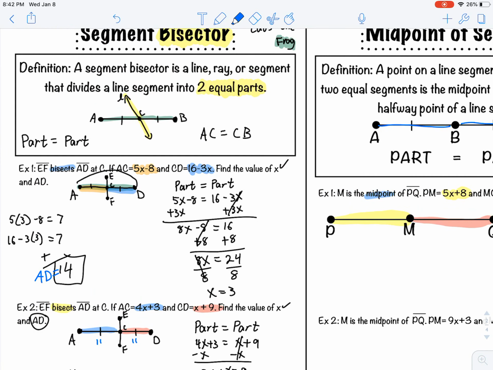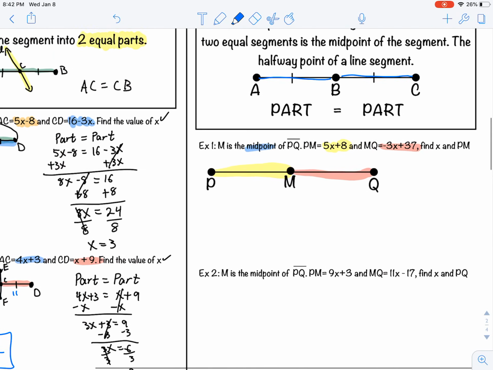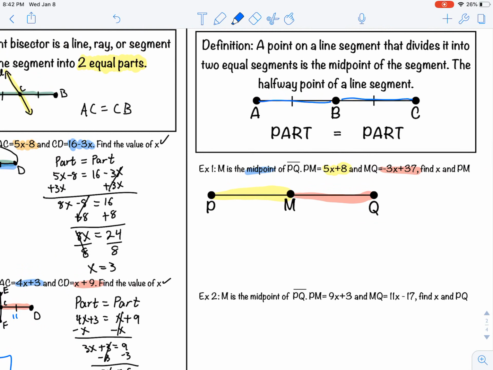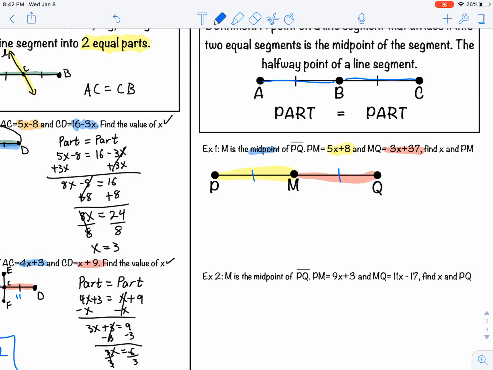Before we had bisects. Alright? Midpoint also means part equals part. So I know that these two segments that I have are equal to each other. So part equals part. I'm going to set these guys equal to each other. So I have 5x plus 8 equals negative 3x plus 37.